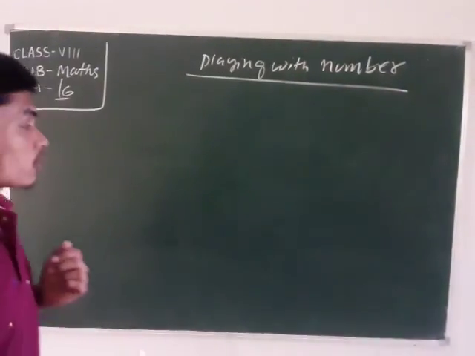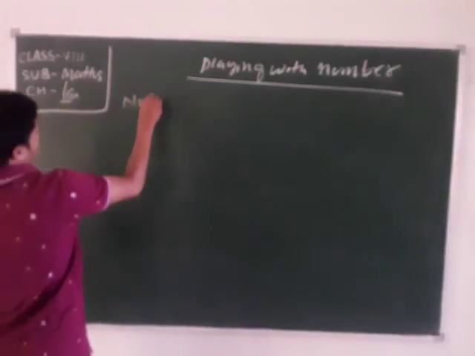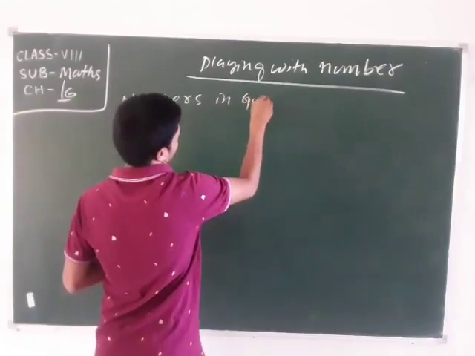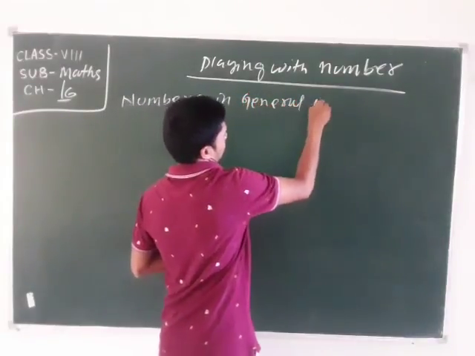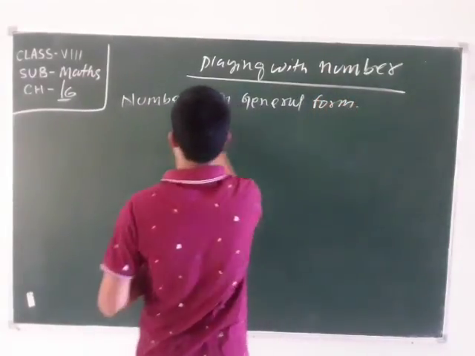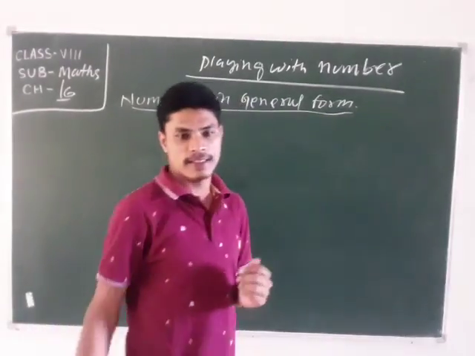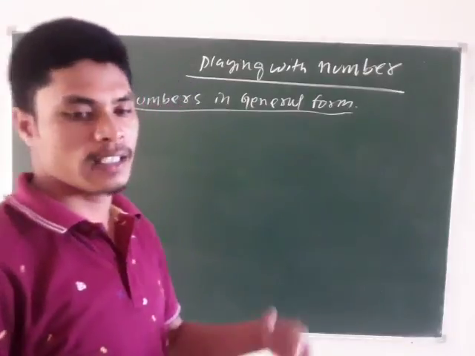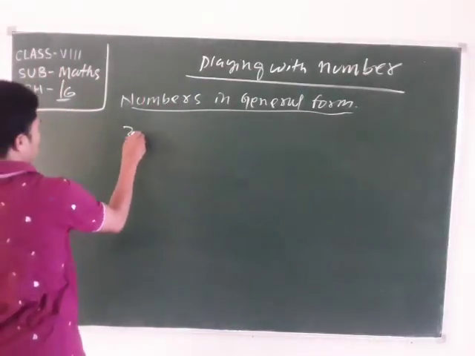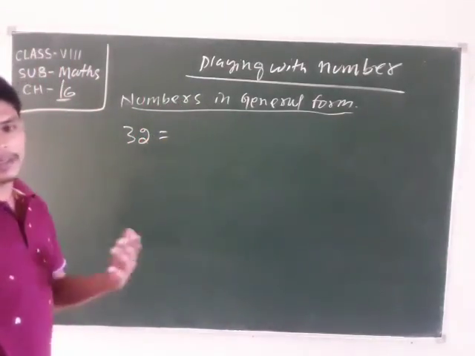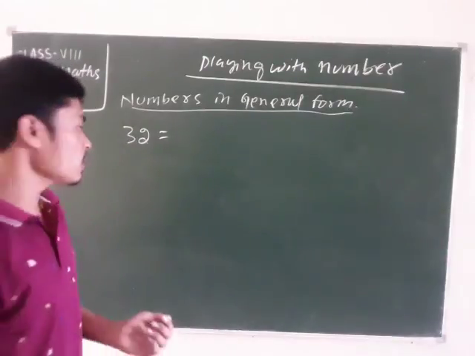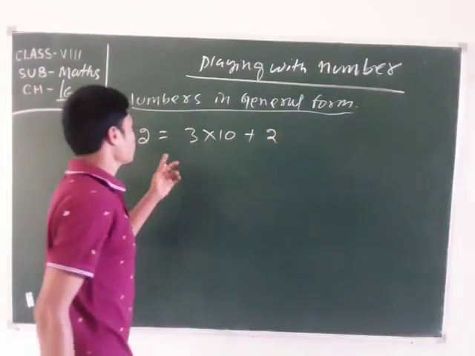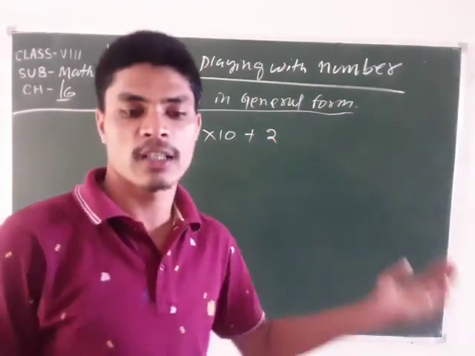Today we learn numbers in general form. Numbers in general form, that means words. How can we form a number in general form? We know, for example, the number 32. Then how can we write 32 in general form? 32 means 3 into 10 plus 2. 3 into 10 plus 2 equals 32. That is the general form.